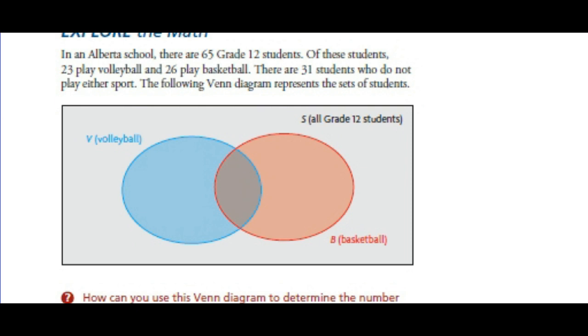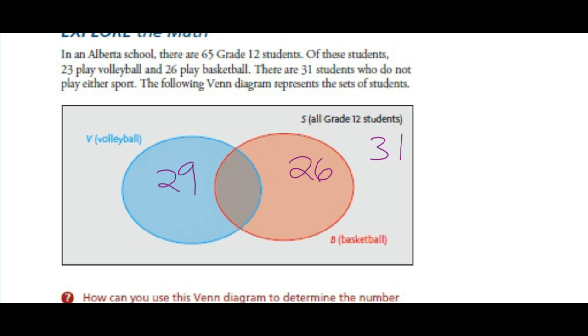What's the problem? I don't know. The problem is to show the students. The problem is we have to have 65 students within this box, 23 of whom play volleyball, 26 of whom play basketball, and 31 of whom don't play either sport. So could we just say, oh, okay, we're just going to put 23 in there, and 26 in here, and 31 there? So how many is that in total? What's 23 plus 26 plus 31?